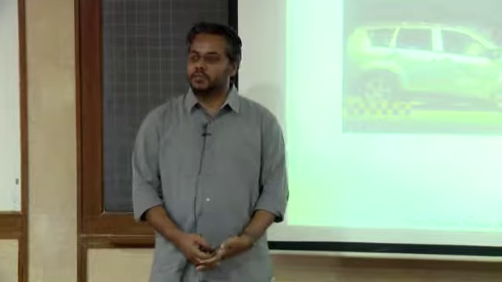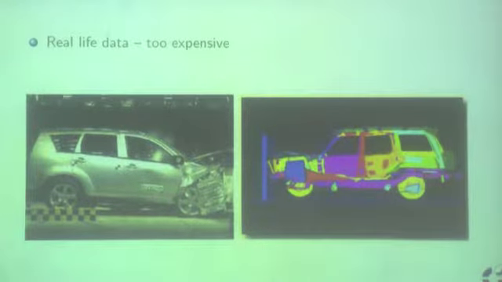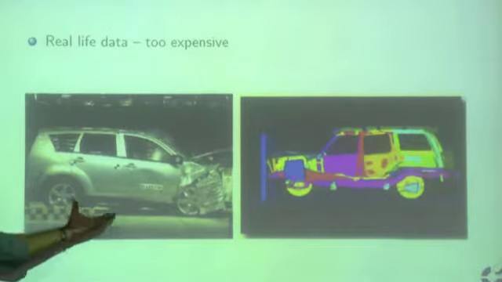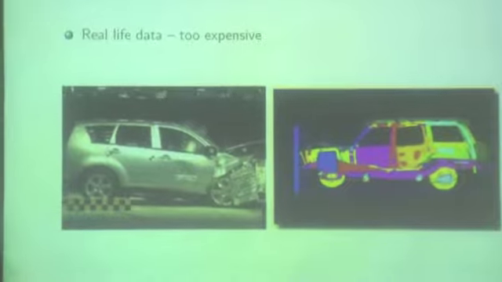A few examples. Let's say you want to learn about the impacts of a car crash. What will happen to the passenger sitting in the front row or in the back row if there is a head-on collision of a car? What will happen if there was a sideways impact, and so on and so forth? If you want to know about this process, you cannot really collect a whole lot of real data.